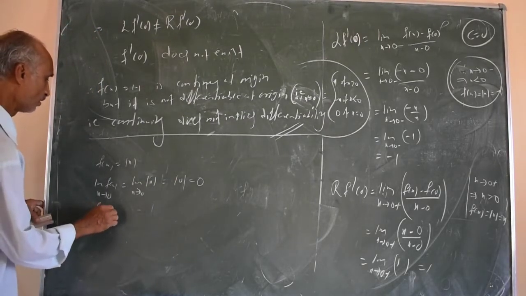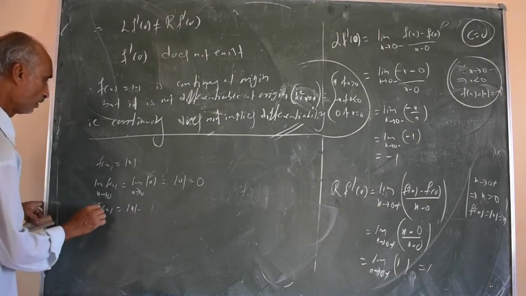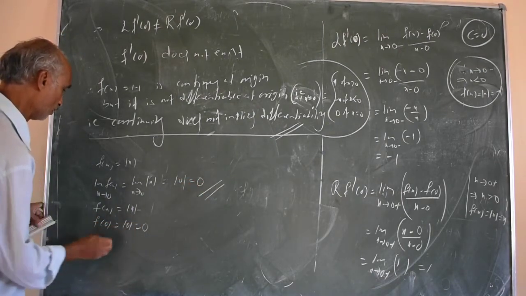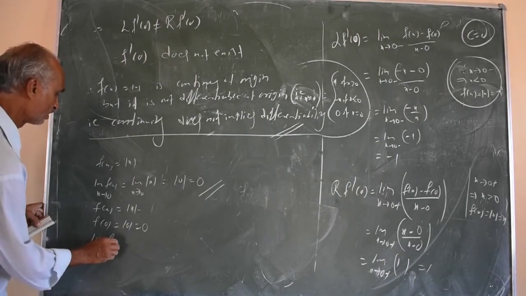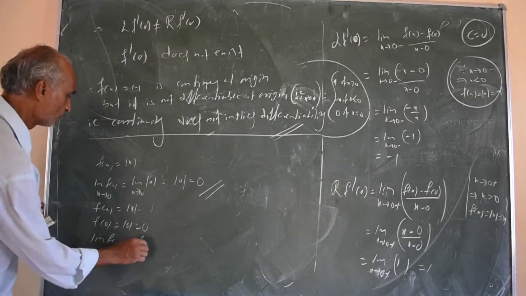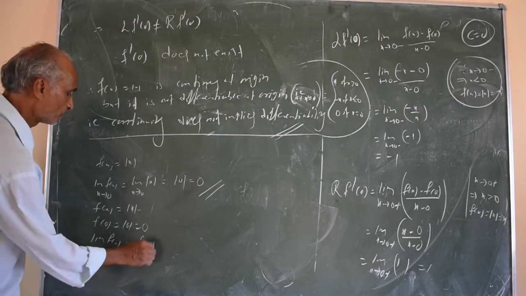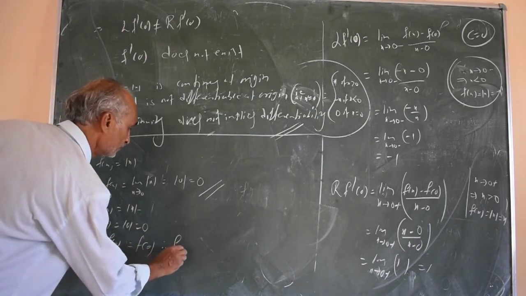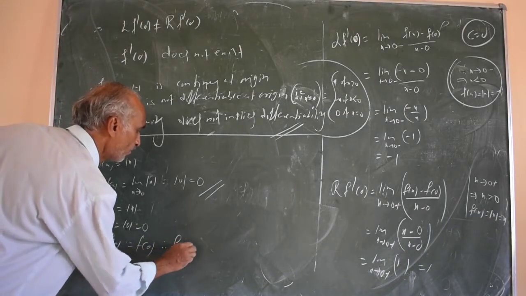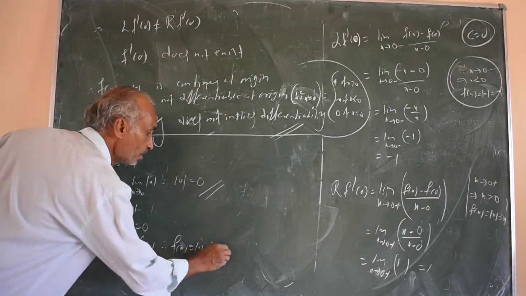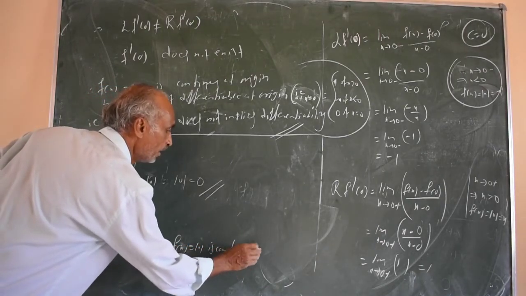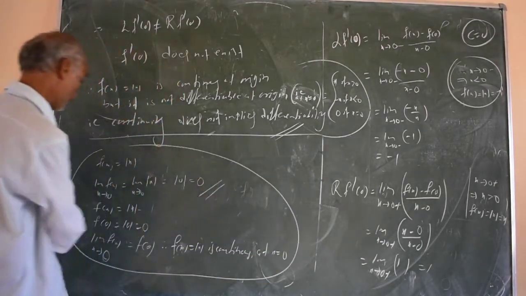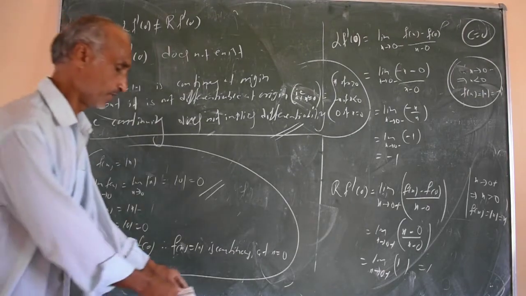What is f of 0? Mod 0, which is also 0. Therefore the limit of f of x as x tends to 0 is equal to f of 0. The limit of the function is equal to the value of the function. Therefore f is continuous. f of x is mod x is continuous at origin, at x equals 0. This is the proof: if the limit of the function equals the value of the function, then the function is continuous.